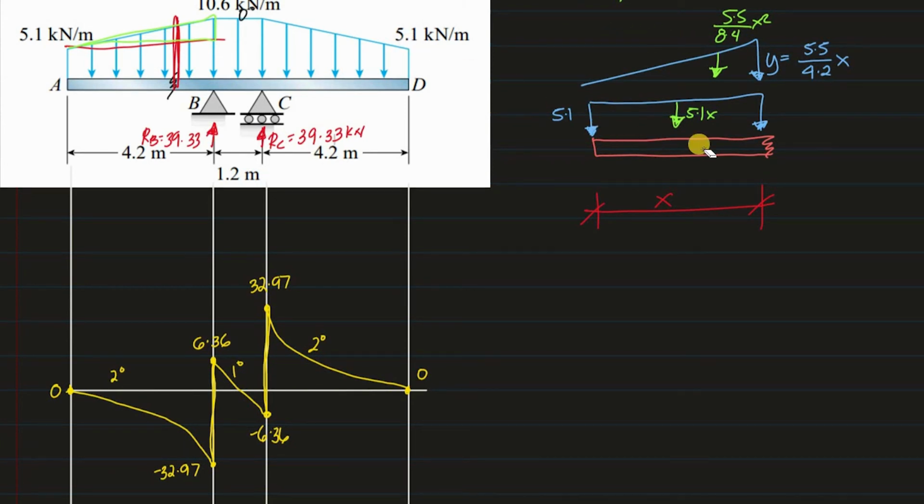After natin magawa yun, pwede na tayong mag-proceed sa pagsulat ng ating shear and moment equation. So, dito, nang hinati natin yan, along dito sa hati, meron diyang internal forces na shear, tsaka internal moment. So, meron tayo ditong internal shear, meron tayo ditong internal moment.